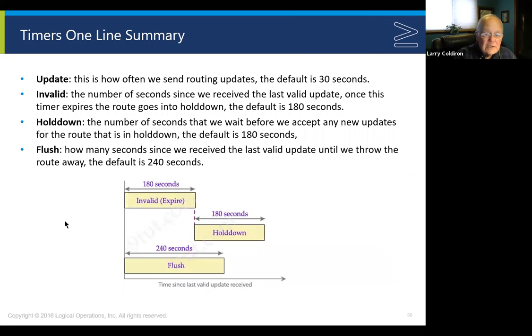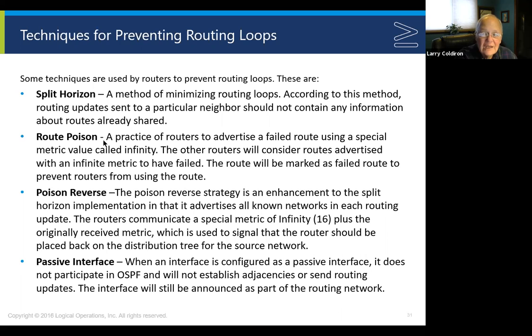A little summary of these things: the update, how often they get the updates; 180 seconds, invalid, the number of seconds since we received the last valid update. Once it expires, it goes into hold down, and then after we get done with that, flush. So, you know, it takes some amount of time to get one of these things out once we stop getting the information that we need.